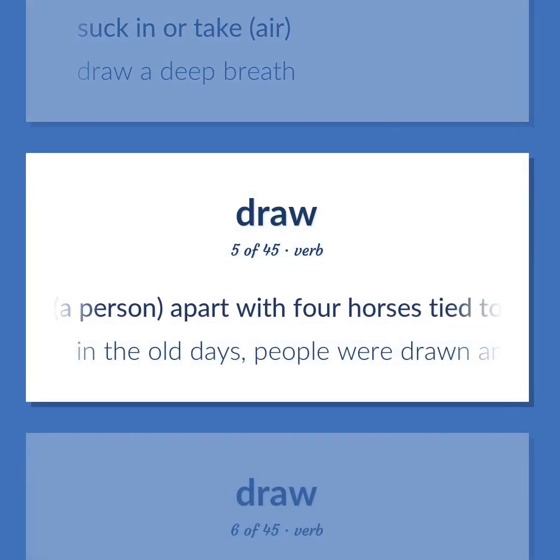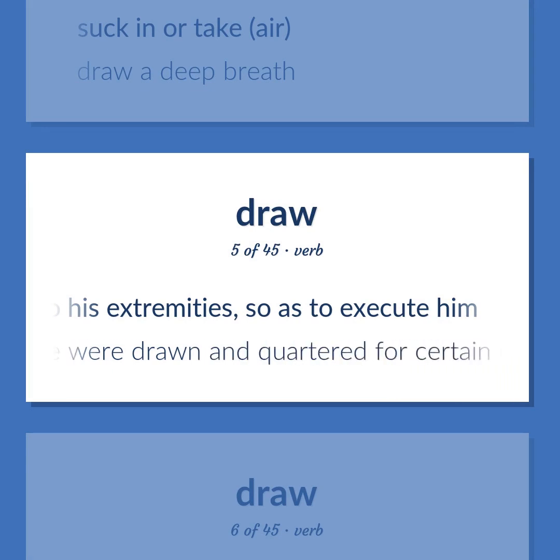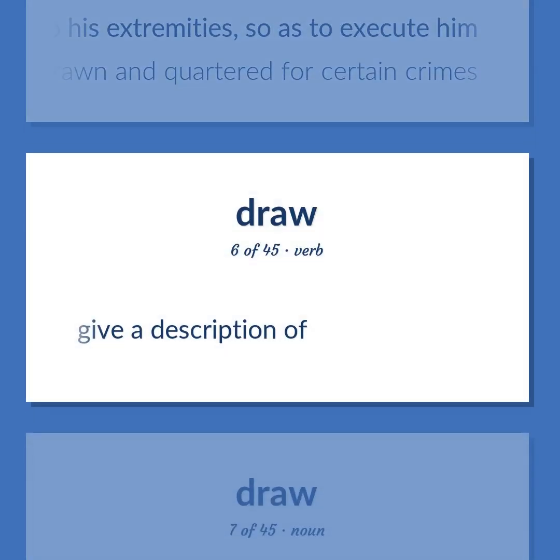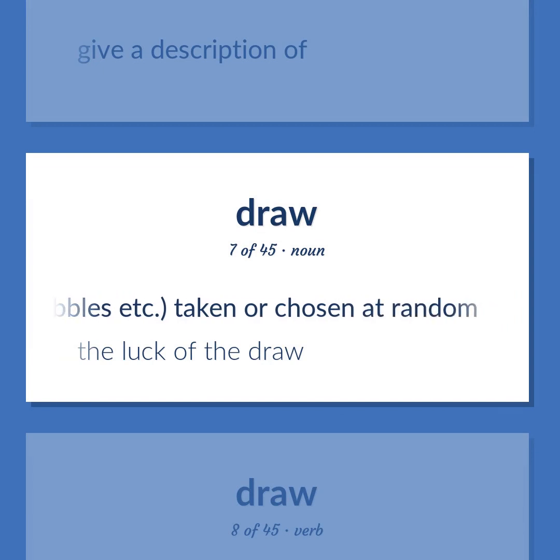Pull a person apart with 4 horses tied to his extremities, so as to execute him. In the old days, people were drawn and quartered for certain crimes. Give a description of. Anything, straws or pebbles, etc., taken or chosen at random. The luck of the draw.